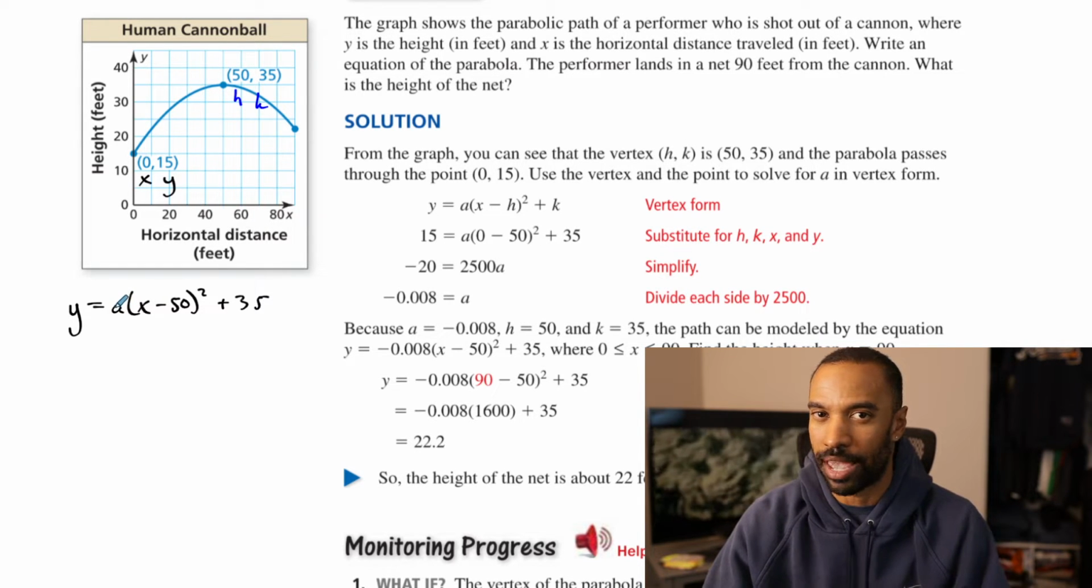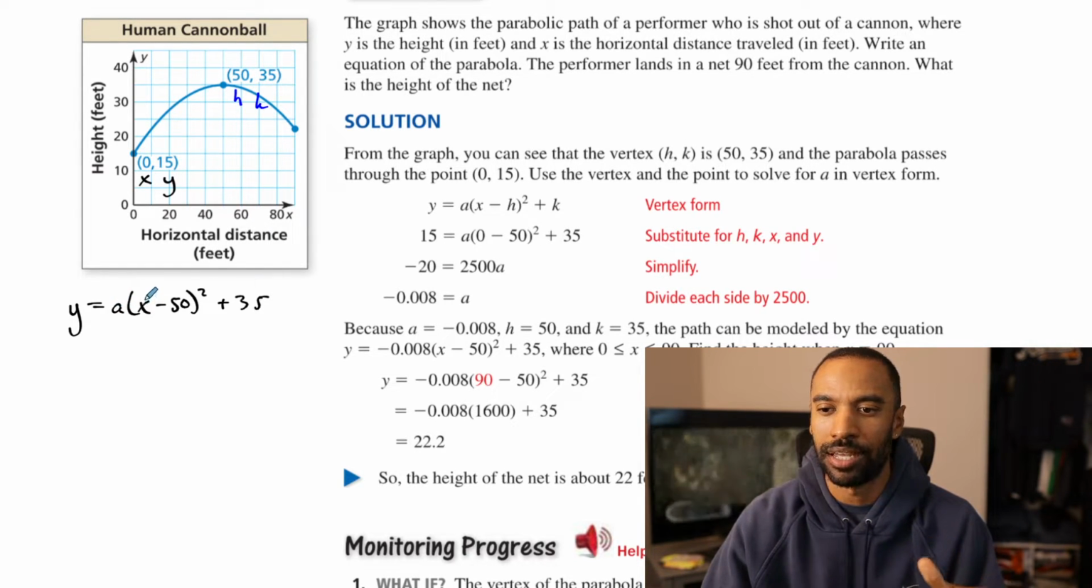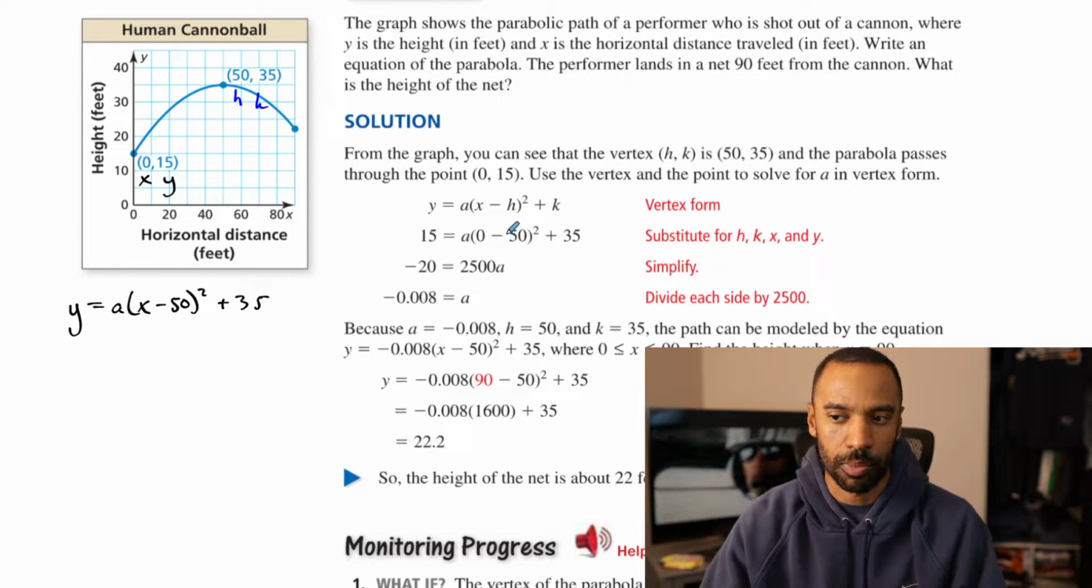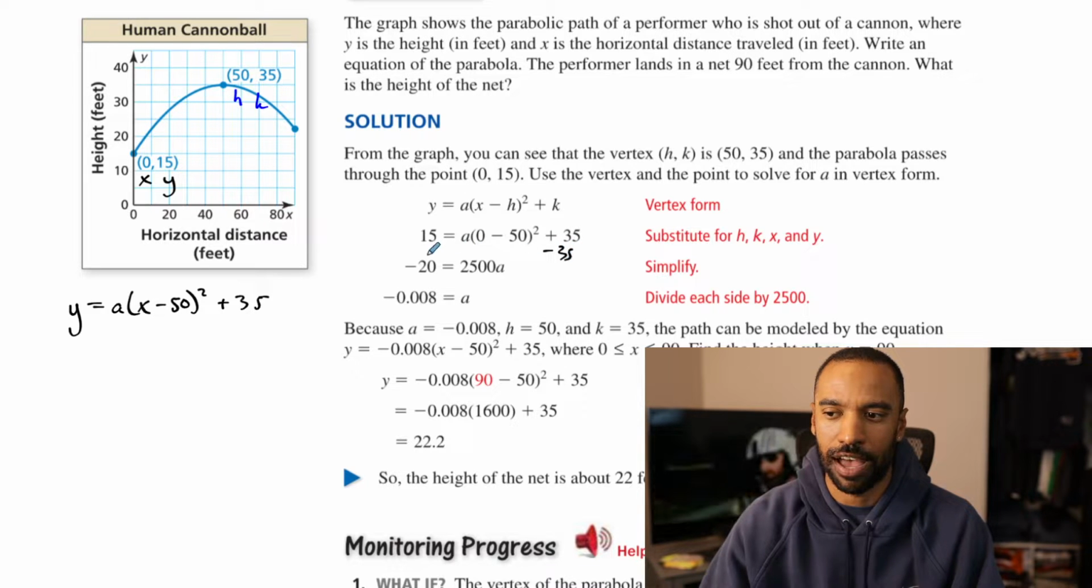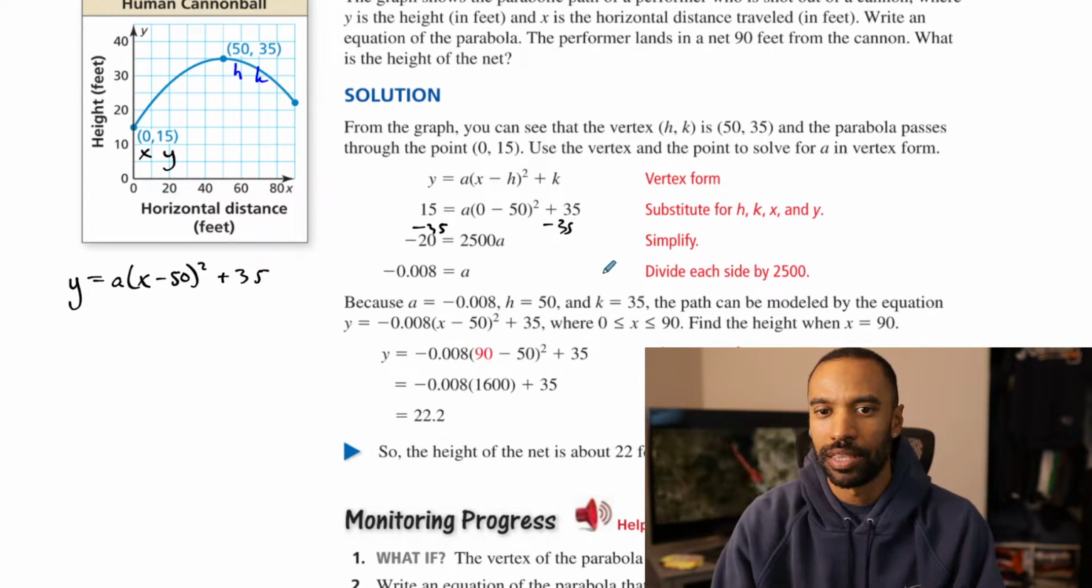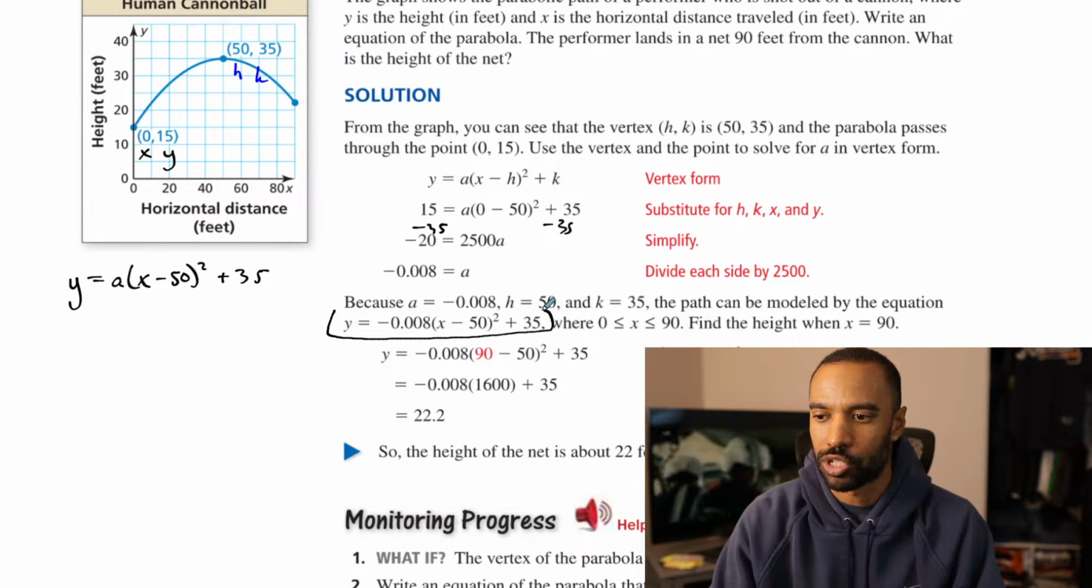Ultimately what I'm trying to do is basically find my a. But I'll temporarily plug in 0 for x, 15 for y, which is what they do. And they're using this algebraically, solving for a. They subtract 35 from both sides. They do 0 minus 50 and square it to get 2500. Then they divide by 2500 to get this decimal. That becomes the a value in their model. They never did write the model. Oh, here it is. They wrote the model straight up right here. And that's their stretch factor.